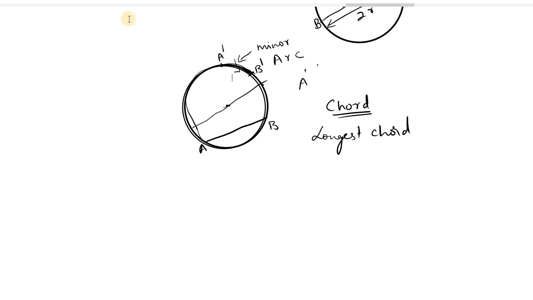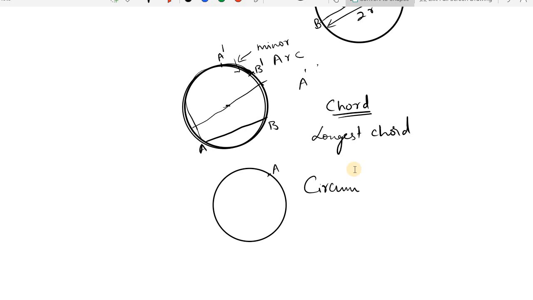Now let us look at some more terms. What is the circumference of a circle? It is nothing but the total length or the perimeter of a circle. So suppose I start from this point A and I walk all around the circle and come back to the same point, the total distance that I cover, that would be the circumference. So basically it is the length of the complete circle. So if I were to cut open this circle and lay it straight like a straight line, the total length, that would be the circumference.